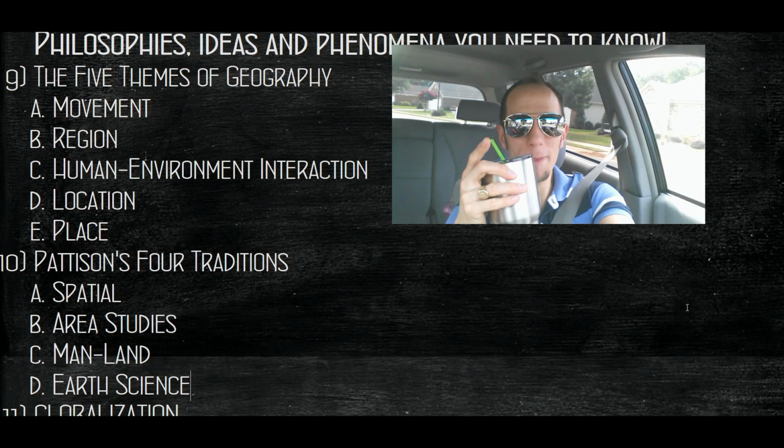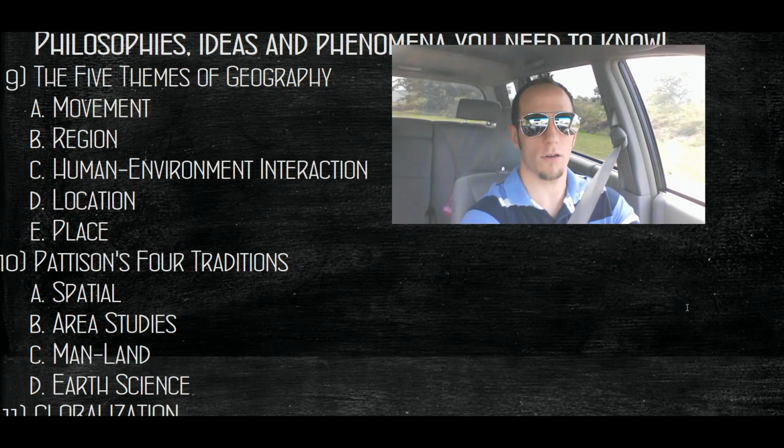Cool, so looking at the next segment here. Philosophies, ideas, and phenomena you need to know for human geography. Now, geography in and of itself is such a hugely broad subject of study. It includes elements of all social studies: economics, politics, sociology, psychology. All of these different things include themselves within the discipline of geography. And so what people do is they try to make it a little easier to understand by organizing the discipline into themes or traditions, as you see here with the 5 themes and 4 traditions.